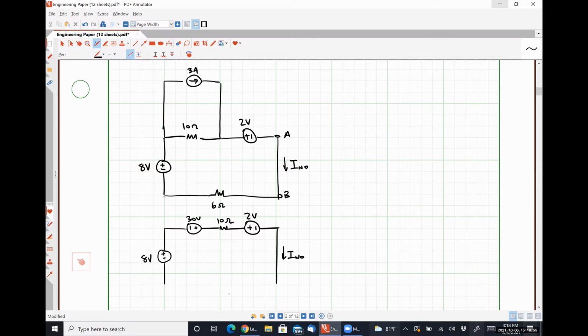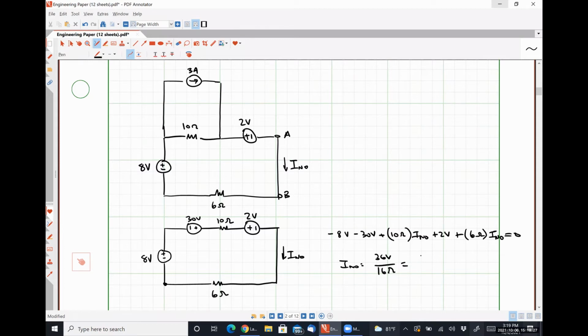And if I start here, I'm going to have -8 volts, -30 volts, plus 10 ohms times I Norton, plus 2 volts, plus 6 ohms times I Norton is equal to 0, which means I Norton is 36 volts over 16 ohms. So gosh, let's see, that's going to be 18 over 8, which is 9 over 4. That's one way to do it.